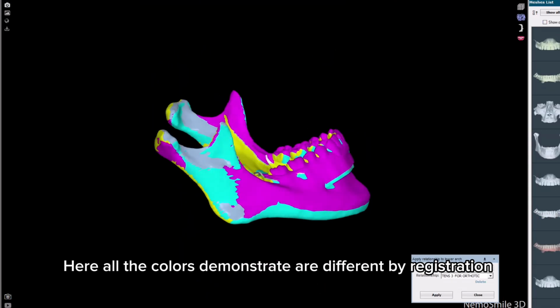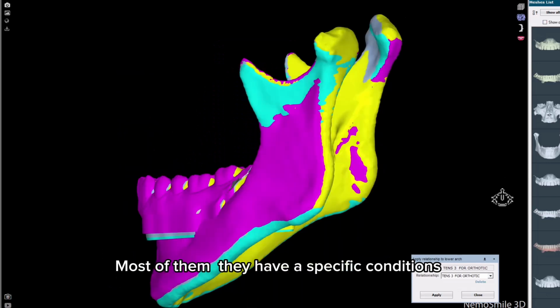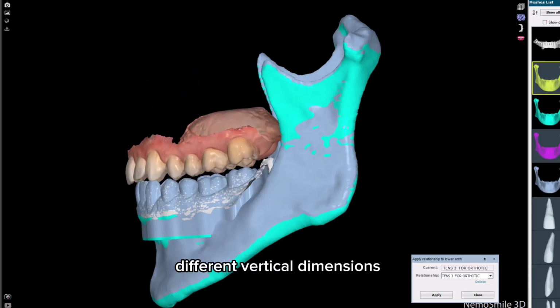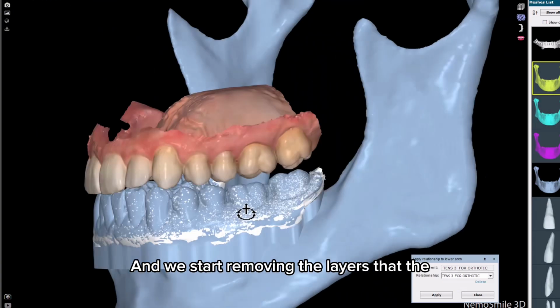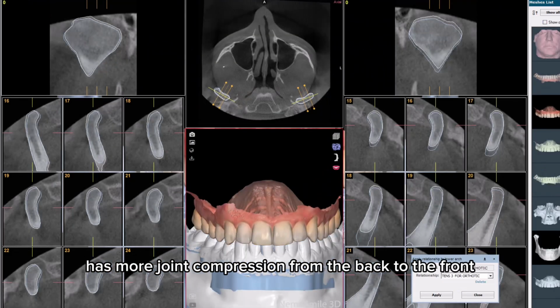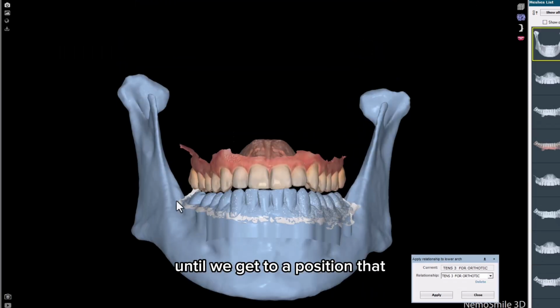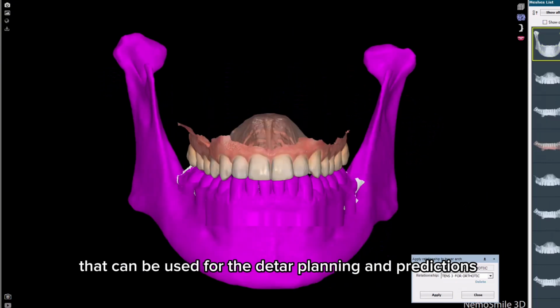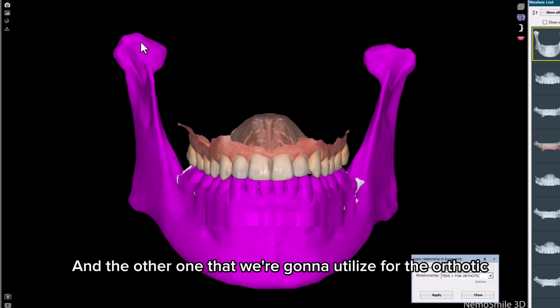Here, all the colors show a different bite registration. Most of them have specific conditions and different vertical dimensions, and we start removing the layers with more joint compression, from the back to the front, until we get to a position that gives us a vertical dimension that can be used for digital planning and predictions, and another one that we're going to use for the orthotic.